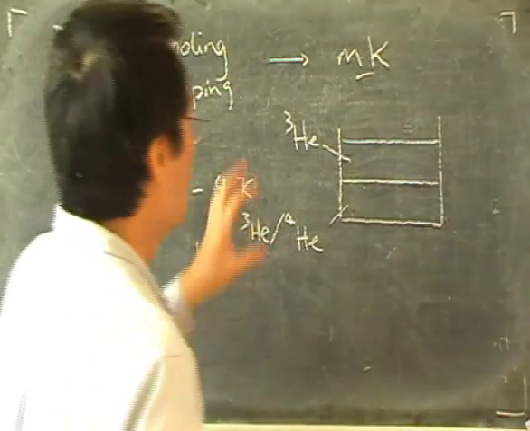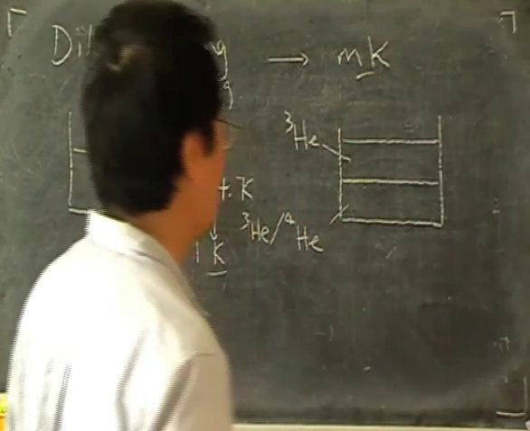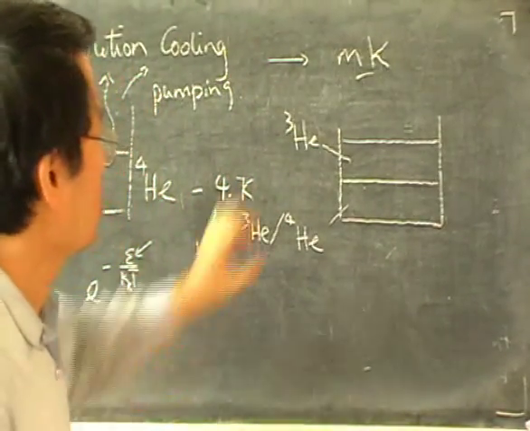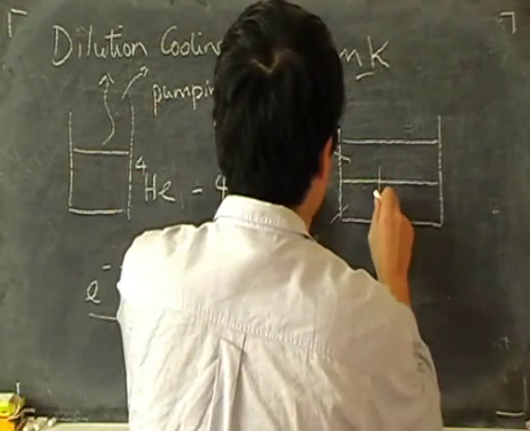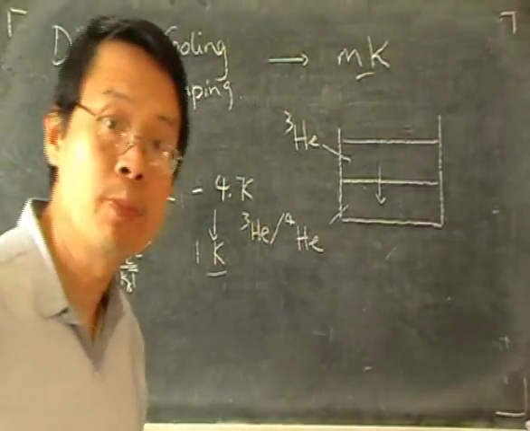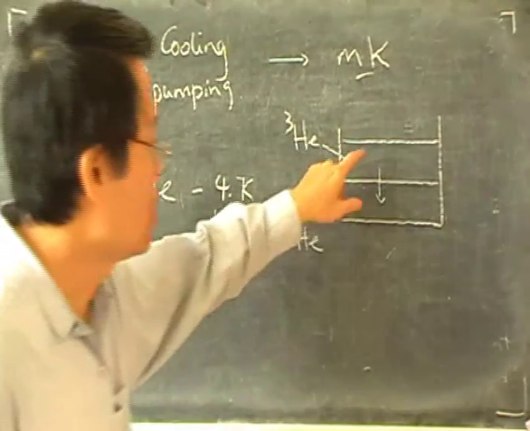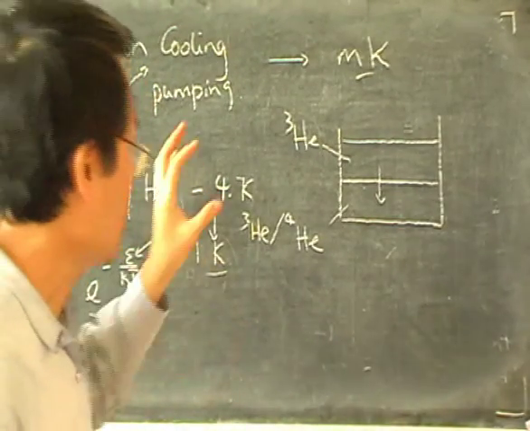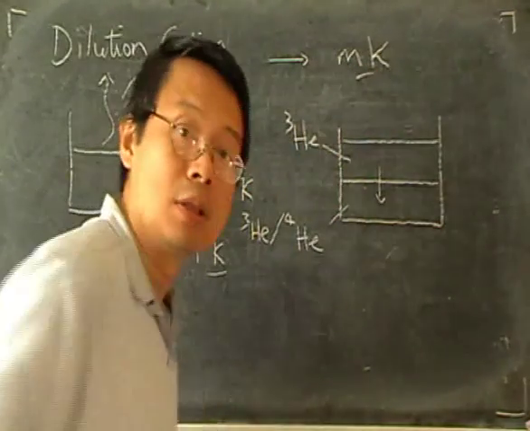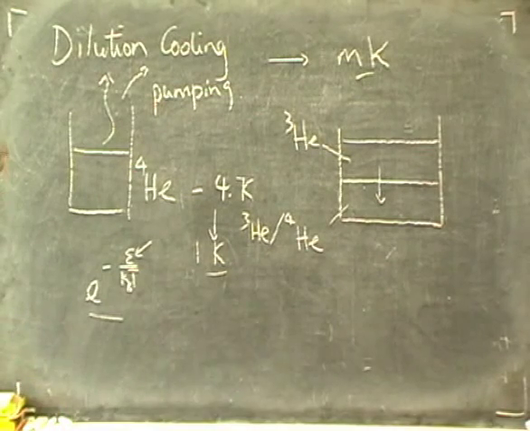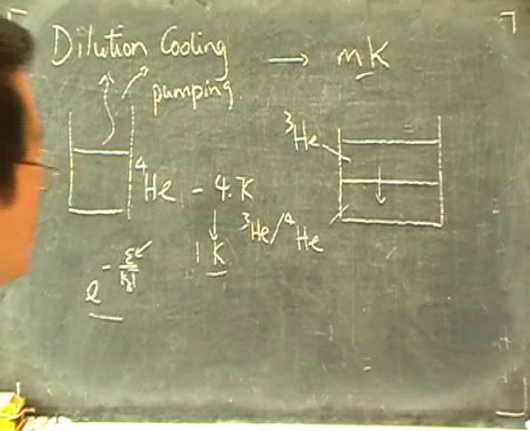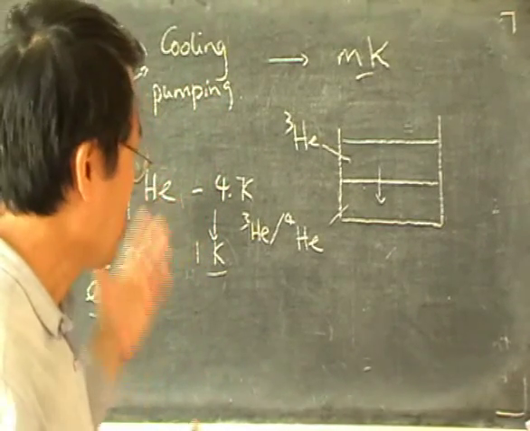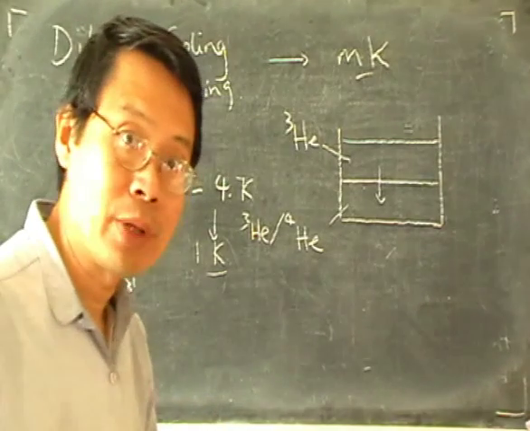Using this method, the liquid helium-3 from the top layer would diffuse into the liquid helium-4 below. And when this diffusion takes place, it will cool down. Using this method, it is possible to cool down to the millikelvins. Now this looks like a rather strange setup, and the purpose of this topic is then to understand how this works.